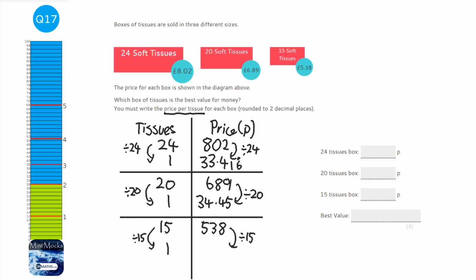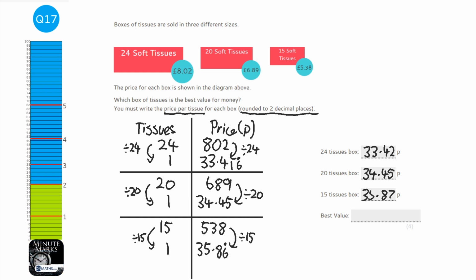Okay, so 538 divided by 15, and this time I get 35.86 recurring. Okay, so first of all, let's get the price in. So it says rounded to 2 decimal places. Okay, so this first one is 33.42, because that one moves up. The 20 tissue box is 34.45, and the last one is 35.87, because that 6 would round up.